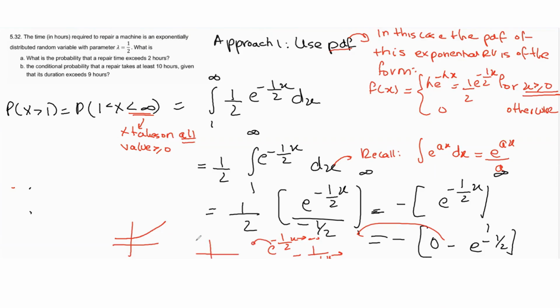Or you can think about it like this. The graph of e to the minus 1 by 2 x would be something like this. So as x goes to infinity, e to the minus 1 by 2 x goes to 0. If you don't want to think about this graph, you can write it as 1 by e to the 1 by 2 x, and from here we can see this is the graph of e to the 1 by 2 x. If x goes to infinity, e to the 1 by 2 x goes to infinity, so 1 by infinity goes to 0. Either way you can think about this. And then this just becomes e to the power minus 1 by 2. So this is approach 1 to find this probability.